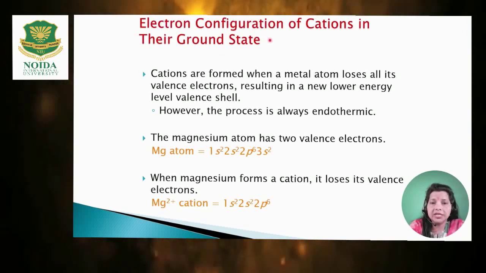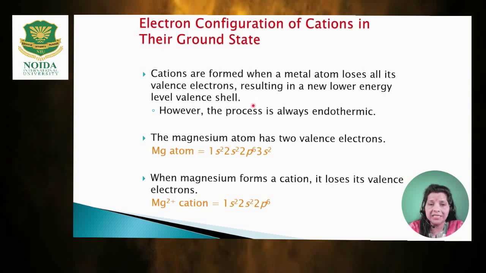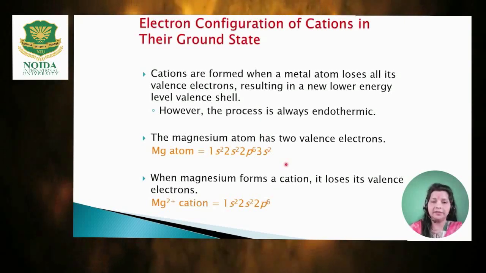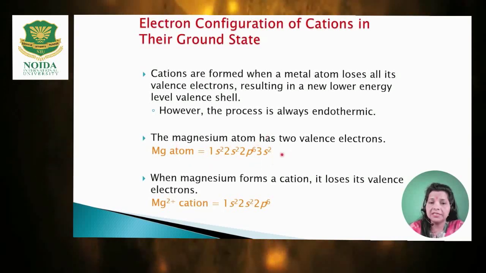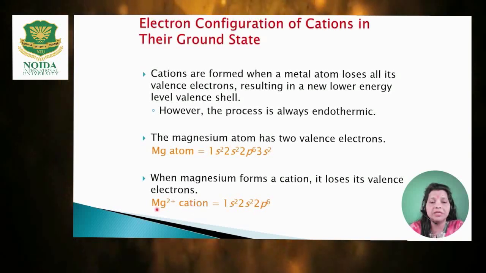Now, electronic configuration of cations in their ground state. When any element leaves or loses an electron, it forms a cation, right? In this example you can understand, the magnesium atom has 3s2 as its valence electrons. After losing these electrons, it forms the magnesium plus 2 cation. As it releases 2 electrons, it has a plus 2 charge, right?